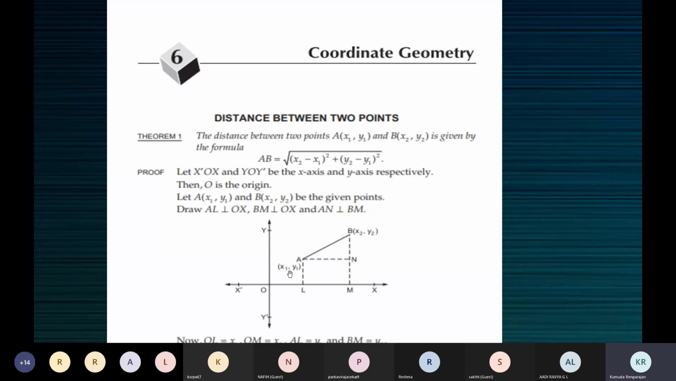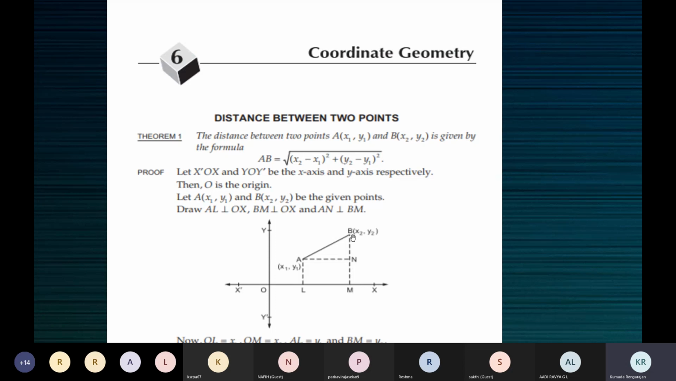Please understand this. This is 3, 4. It's 3 here and 4 like this. This is Y1. This is X1. AL is Y1. See this X1, Y1. X1 is OL, and Y1 is AL. Similarly, when you take the point B and its coordinates, X2 is OM, and Y2 is BM.